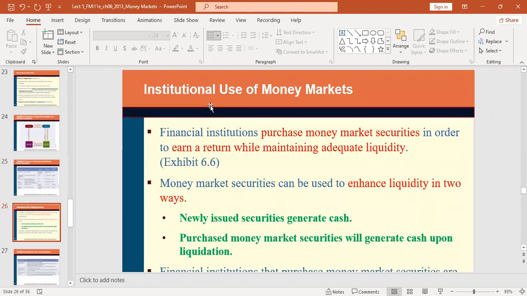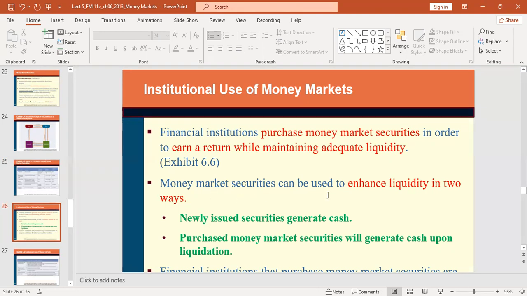Okay, how does the institution use the money market? So financial institutions, they purchase money market securities in order to earn a return while maintaining adequate liquidity. Yeah, because there are times that there will be sudden need for money. So the financial institution like banks and main banks, in the case of Malaysia, they will always use the money market so that if there is any sudden need, let's say there is a big withdrawal, if someone just withdraw large amount of money suddenly and they realize that there is not enough money, so they can easily go to the money market and probably sell or buy, as the case may be, to offset the sudden withdrawal.